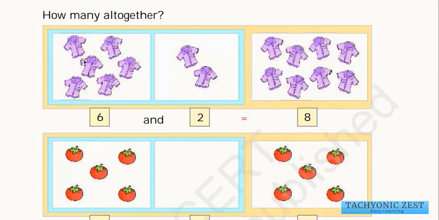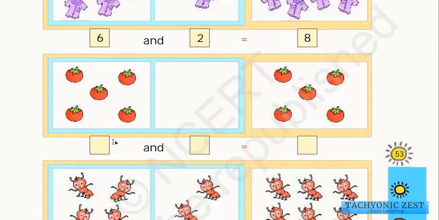So at first there were 1 2 3 4 5 6 shirts, then 2 more shirts came in, 1 2. So the total number of shirts that we get is 1 2 3 4 5 6 7 8 shirts. Now let us solve this question.